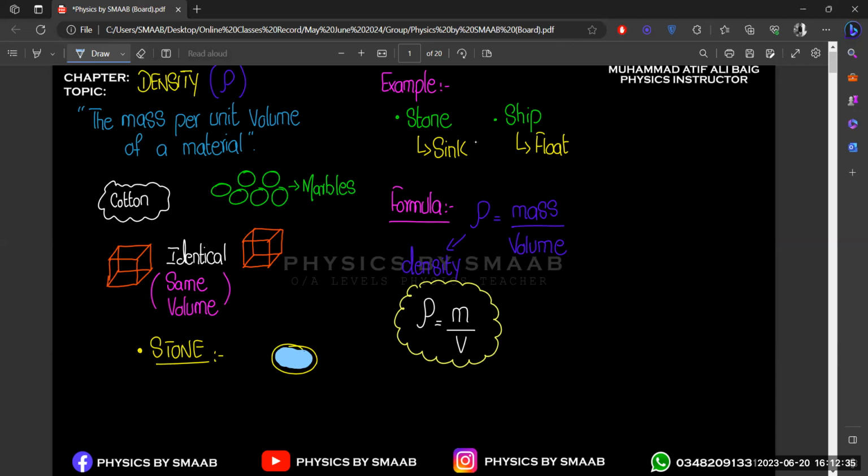So in simple words, if we consider the shape of a stone, that shape defines the volume of a stone, right? Because volume gives you the concept of length, breadth, and height, the three-dimensional concept for any material, right? Any confusion?